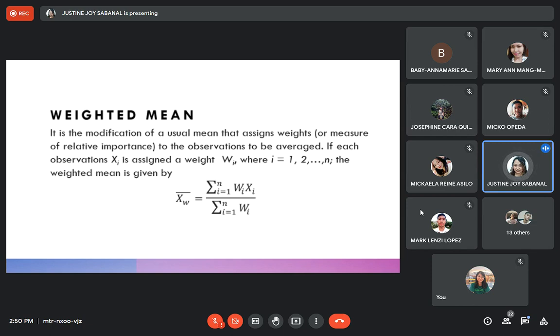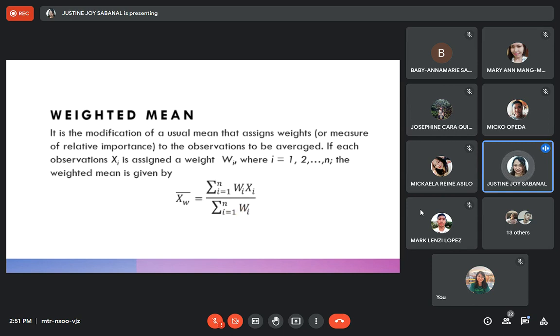To compute for the weighted mean, we have x bar sub w equivalent to the sum of w sub i x sub i divided by the sum of w sub i. So first we multiply the weight of the corresponding information by the actual value. Then we divide that by the total weight.